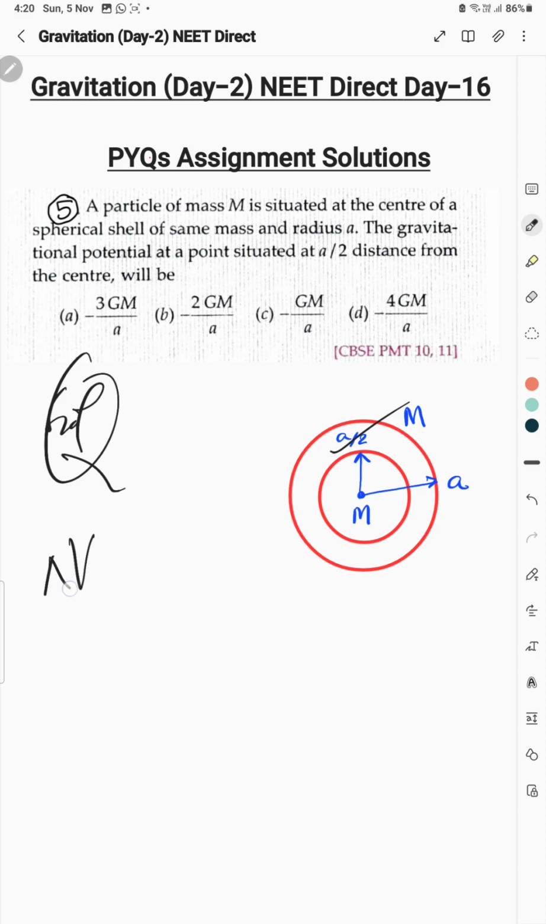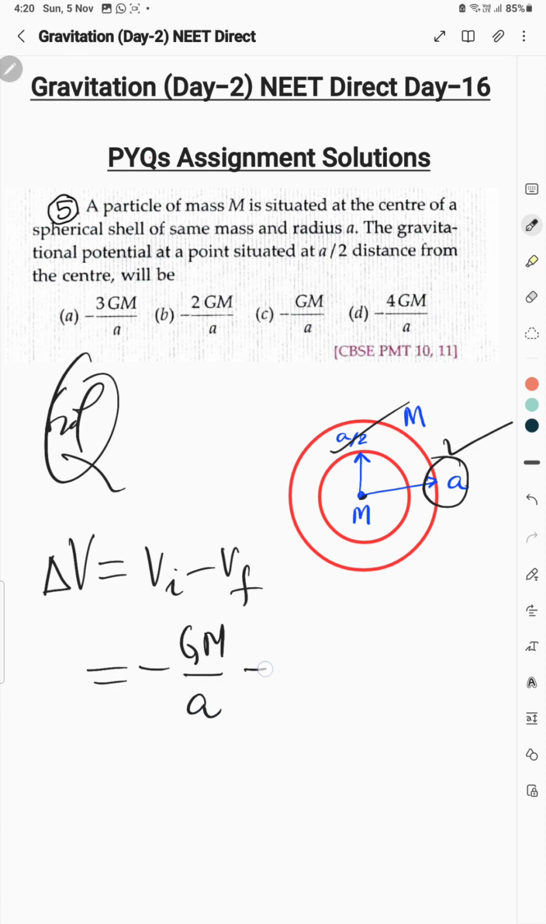That means you have to find the change of potential. Change of potential means initial potential minus final potential. Initially the particle is lying at the center, and the surface of the sphere is at a distance a from here. So it is G m m by a. And since now in the second step you have to find at a distance a by 2, you have to write minus G m by a by 2.